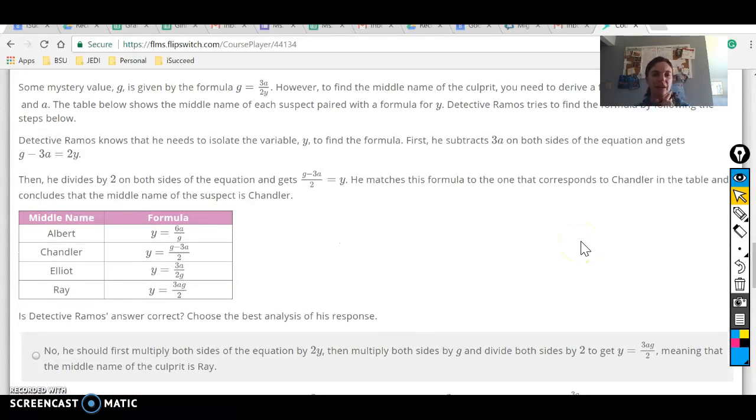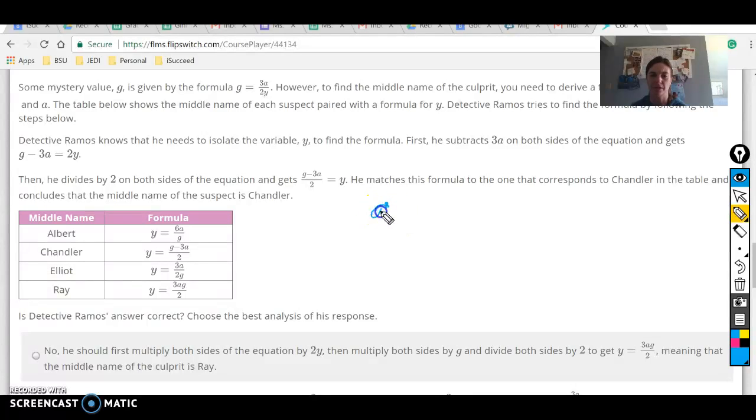Some mysterious value g is given by the formula g equals 3a over 2y. However, to find the middle name of the culprit, we need to derive the formula for y in terms of g. So that's how we're going to find the middle name. The detective knows that he needs to isolate the variable y to find the formula. So these are the steps that he takes. First, he subtracts 3a on both sides, and he gets g minus 3a equals 2y. Then he divides by 2 on both sides, and he gets g minus 3a over 2. So we have to decide if he's right. So let's go ahead and do this.